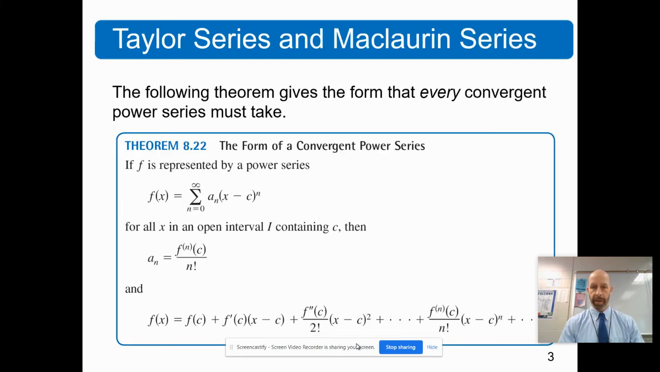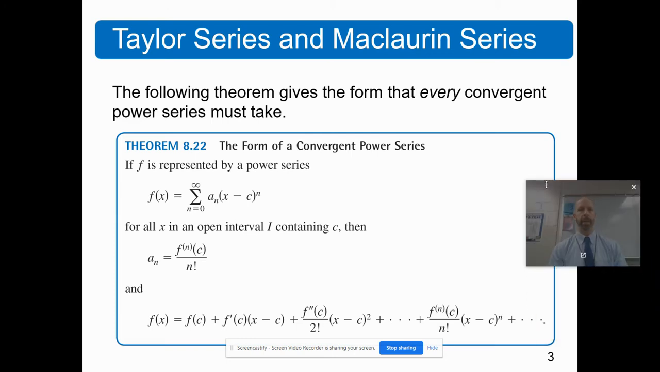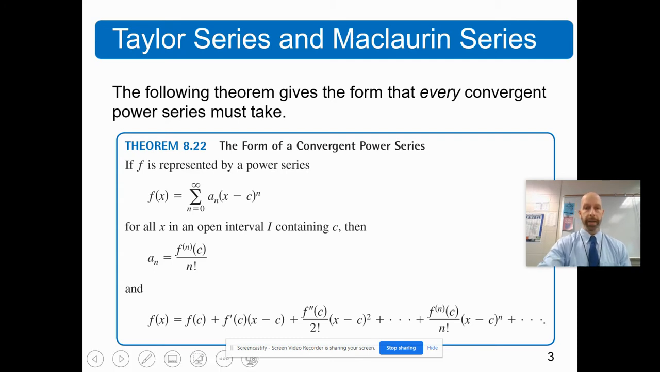So our first theorem here says, this is called the form of a convergent power series. So if I know my function f of x is equivalent to a power series, for all x on some open interval, then a sub n is equal to the nth derivative of the function at c over n factorial. Thus, f of x can be written as f of c plus f prime of c times the quantity x minus c plus the second derivative at c divided by 2 factorial times (x minus c) squared. We already know this formula. So this is how we get a convergent power series.